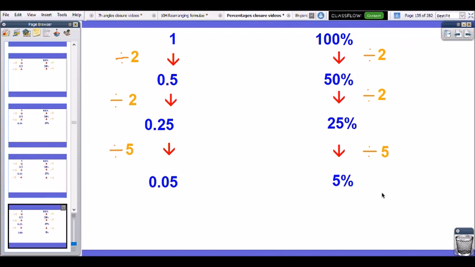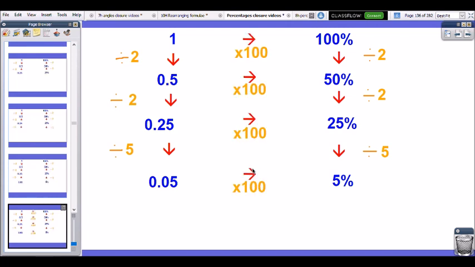I'm going to ask you a question now. How do all these values on the left in blue link to the blue numbers on the right hand side of your screen? So how do these decimals link to these percentages? So pause the video if you need some time to think.